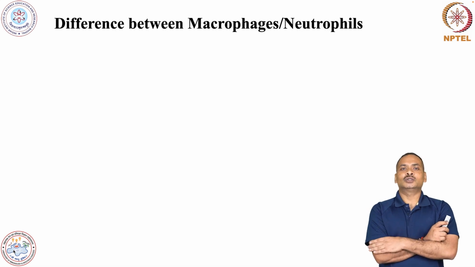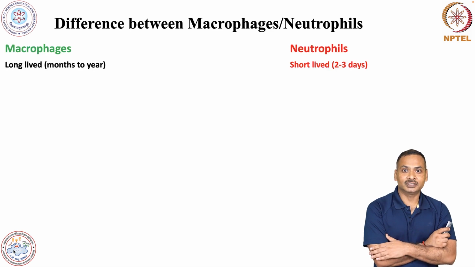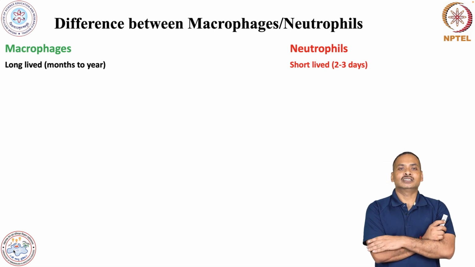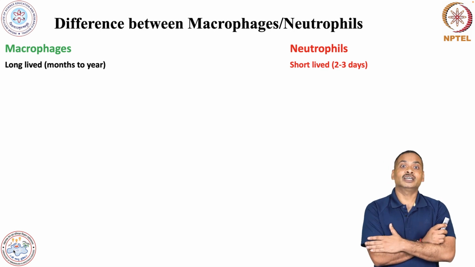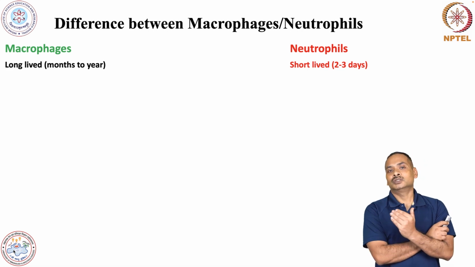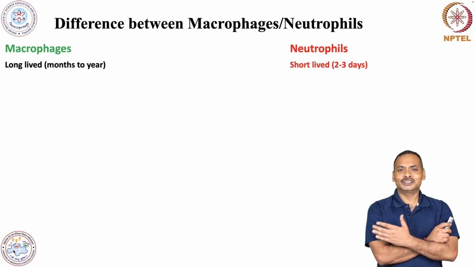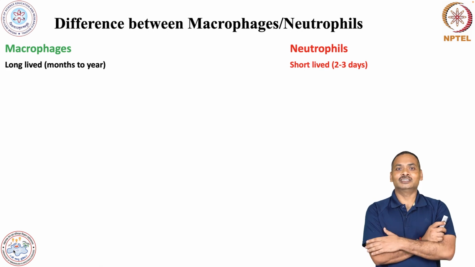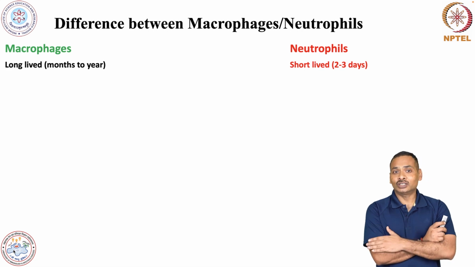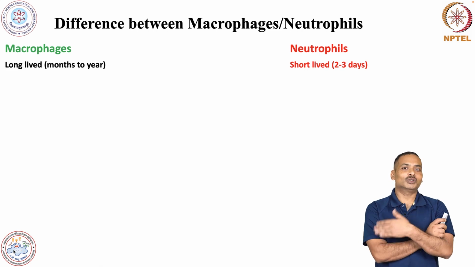Now let us look at the differences between macrophages and neutrophils. Here you can see that macrophages are very long lived, their lifespan could be from months to years. On the other hand, neutrophils, which are very aggressive, as you have seen in previous slides, are very short lived. They live only for 2 to 3 days. Therefore their production keeps going on.